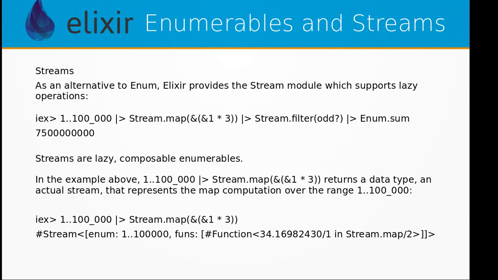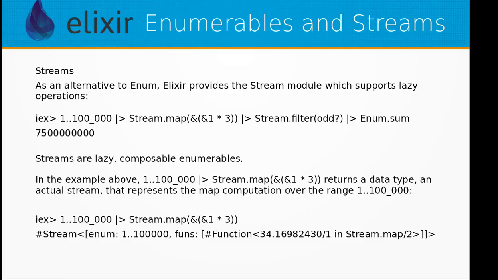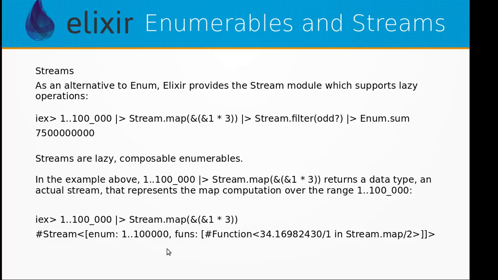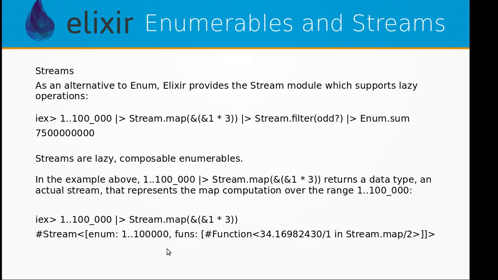Streams. As an alternative to Enum, Elixir provides the Stream module which supports lazy operations. So let's use the Stream module and try the same operation that we did using the Enum module.